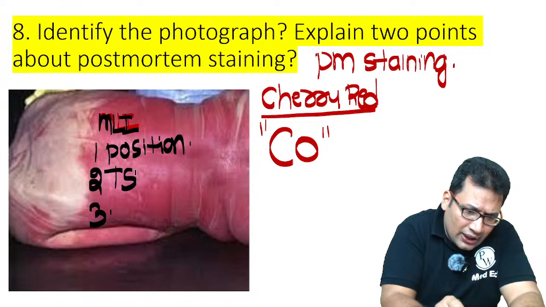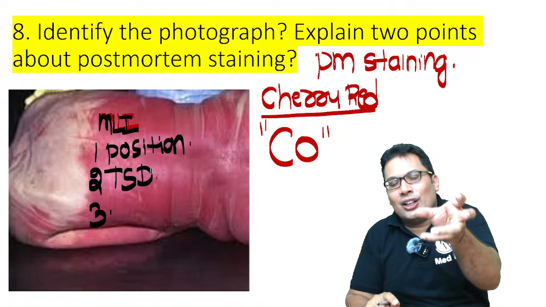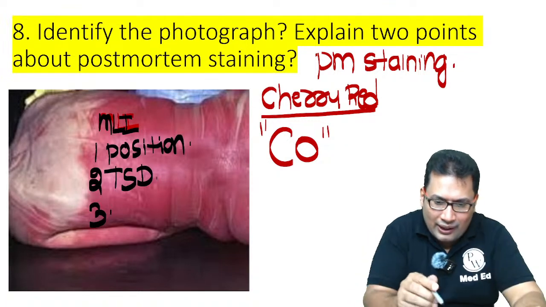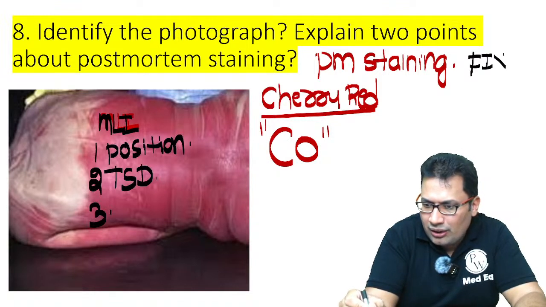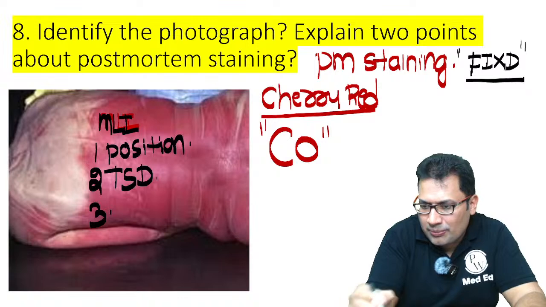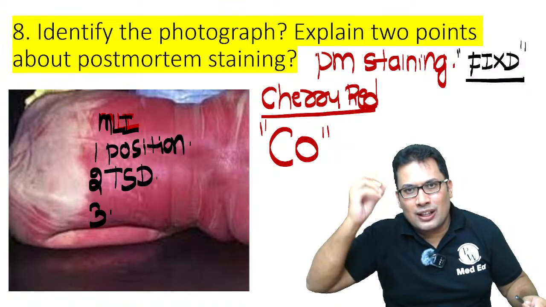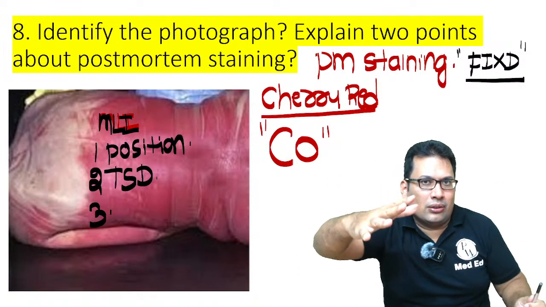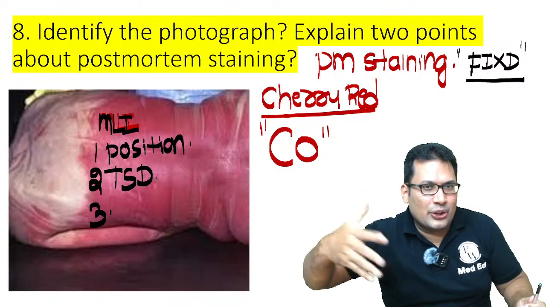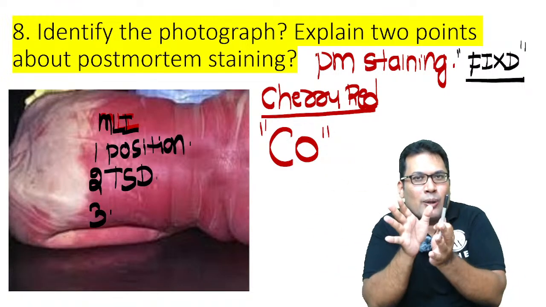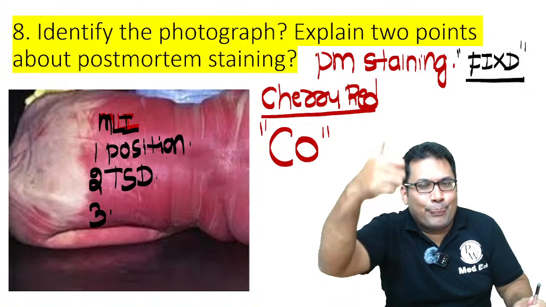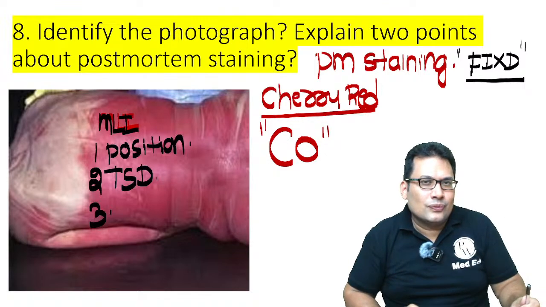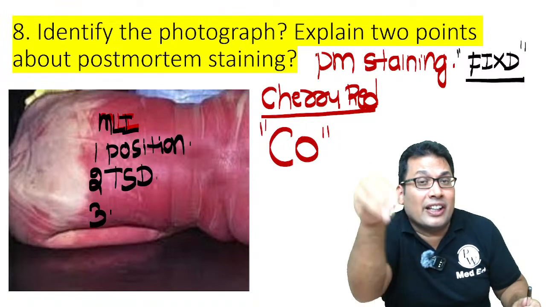Excellent answer. Time since death. By looking at the postmortem staining, you can identify time since death. Say for example, it is fixed. During autopsy examination, while examining the dead body, I found postmortem staining is fixed. There is no color change on pressure. That means it is fixed. What would be the time since death when postmortem staining is fixed?